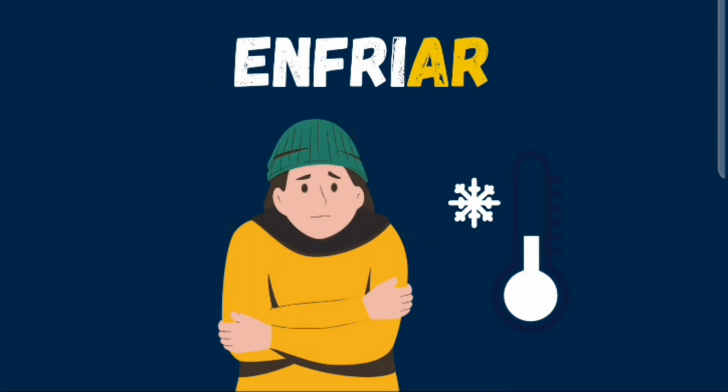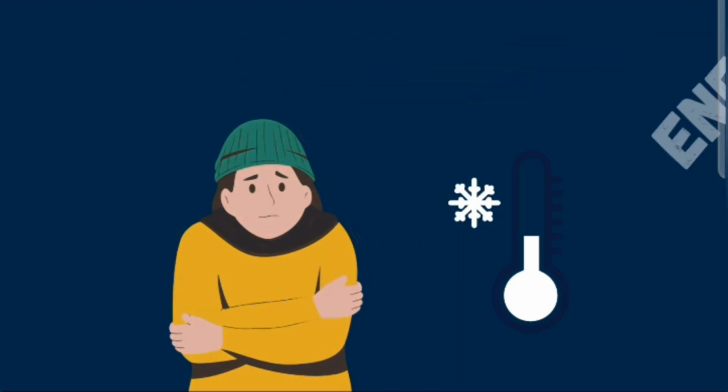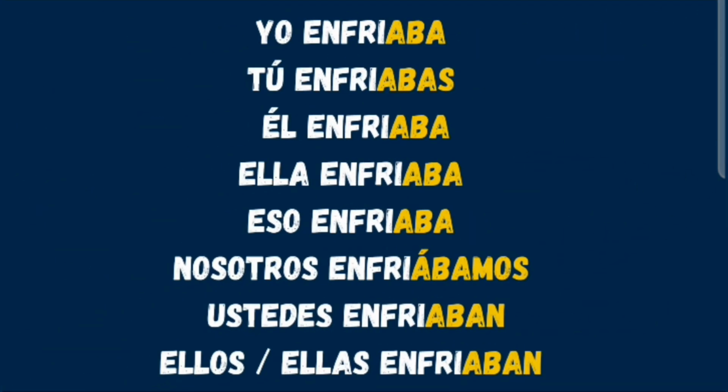All right, so now the next verb we have is to cool or to chill, okay? Enfriar in Spanish. So let's see how you have to conjugate this verb in the imperfect past. Yo enfriaba. Tú enfriabas. Él enfriaba. Ella enfriaba. Eso enfriaba.